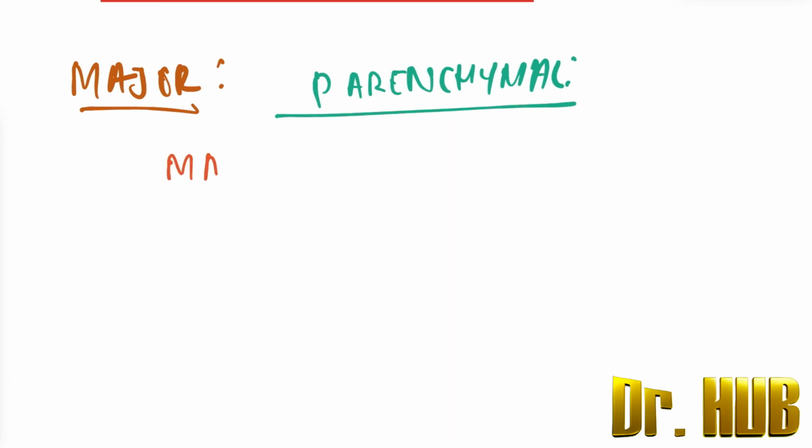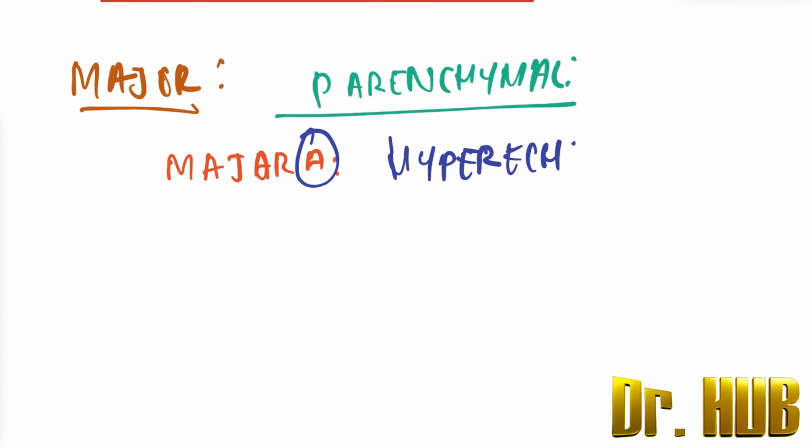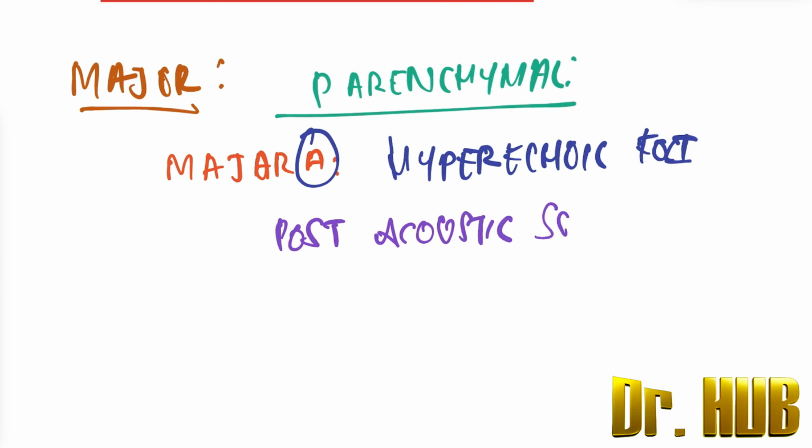So what is included in major A? Major A criteria includes the hyperechoic foci. So there is a hyperechoic foci, and this is with the post-acoustic shadowing.